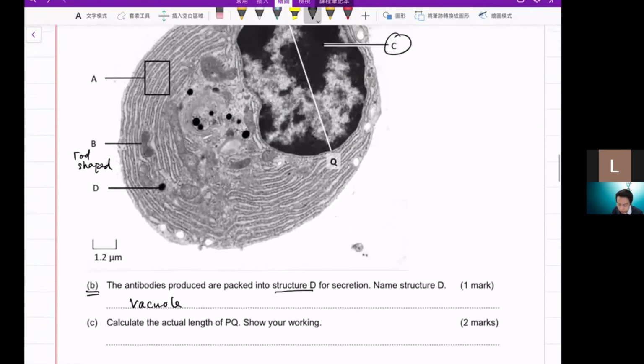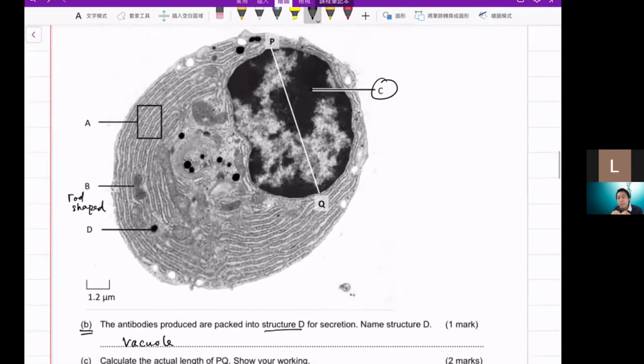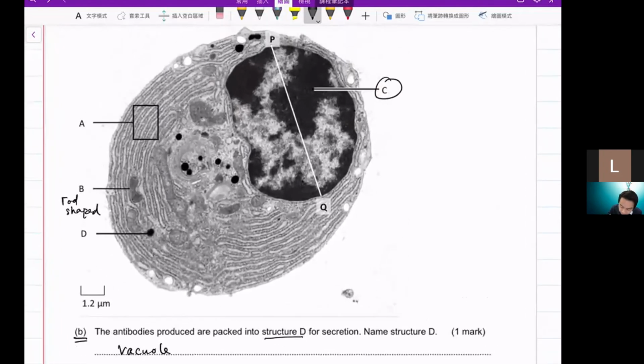In animal cells, you can find many small vacuoles. You can see here, here is a vacuole. These are vacuoles. Okay, all of these are vacuoles. And the vacuole in an animal cell is usually small.